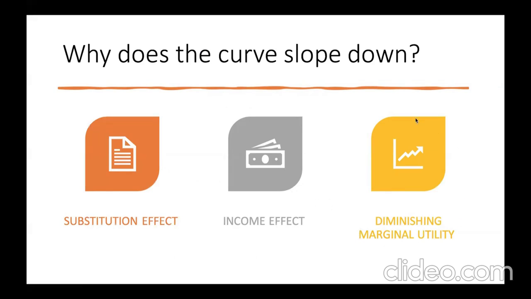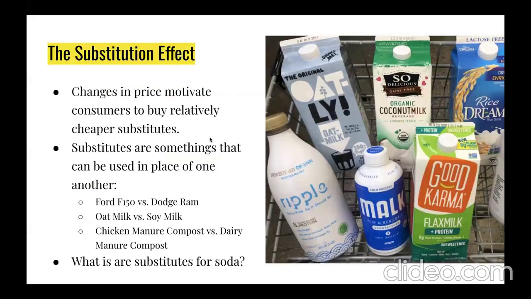Not just because we know intuitively that it's an indirect relationship between price and quantity, but why is that? One reason is diminishing marginal utility. We talked about that last week. As consumers consume more of a product, the marginal utility, the utility of each additional unit goes down. So they're willing to pay less for more items. The other two reasons are because of the substitution effect and the income effect. Let's talk about those. So the substitution effect.